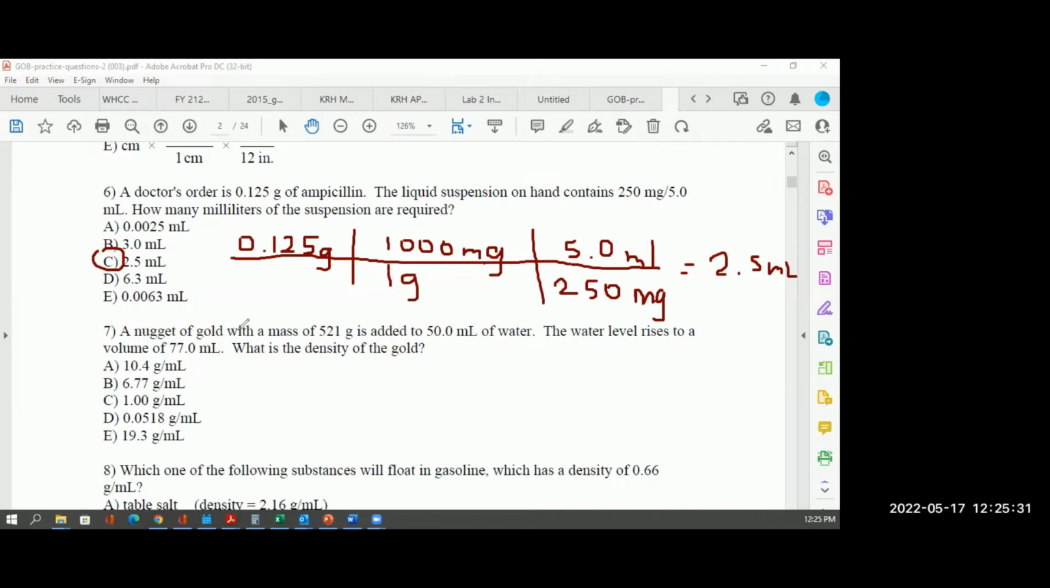Okay. A nugget of gold with a mass of 521 grams is added to 50 milliliters of water. The water level rises to 77.0 milliliters. What is the density of gold?